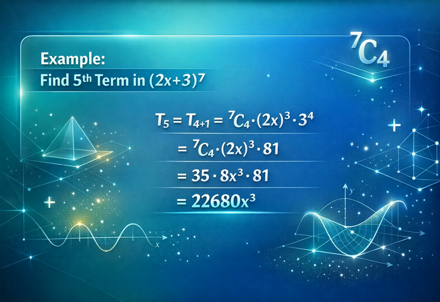Let's find the fifth term in (2x plus 3) to the 7. t5 equals t subscript 4 plus 1, so r equals 4. Using the formula, 7C4 times (2x) to the 7 minus 4 times 3 to the 4. That's 7C4 times (2x) cubed times 81. Calculate: 35 times 8x cubed times 81 equals 22680 x cubed.